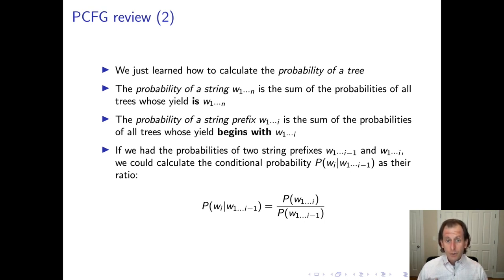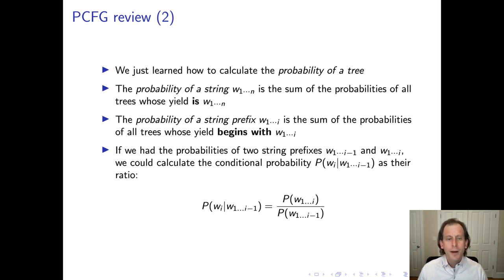Another very useful quantity for studying incremental processing is the probability of a string prefix, the probability that the beginning of a string will be words 1 through i. The probability of that is going to be the sum of the probabilities of all the trees whose yield begins with W1 through i. So it's just the sum of the probabilities of all the strings that are consistent with the prefix, and since each string's probability is the sum of its trees, you get the probability of all the trees that are consistent with the prefix.